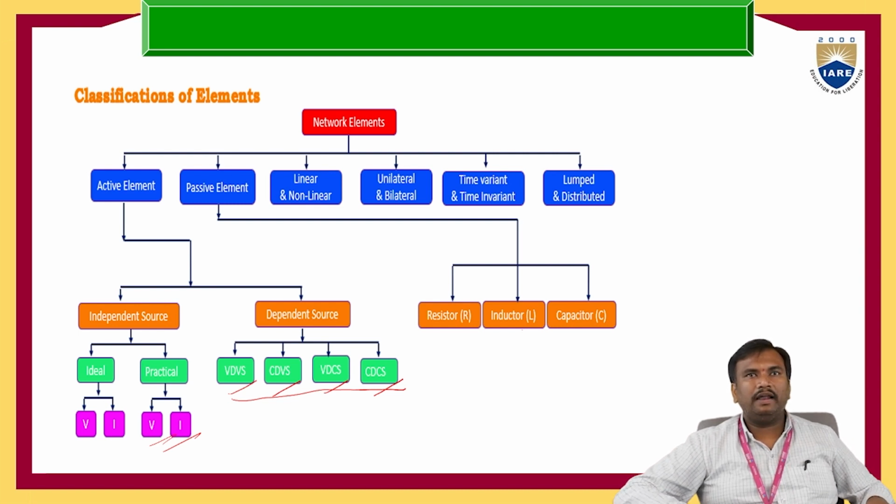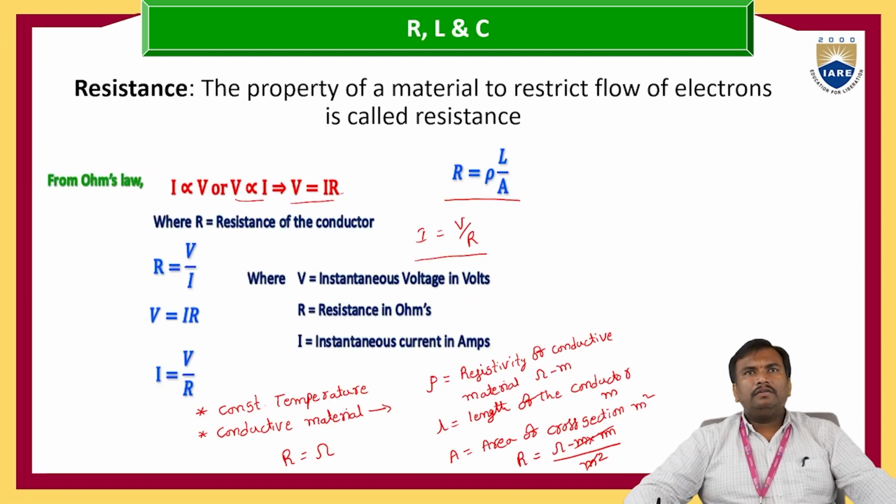That is active elements. Active elements are the elements which deliver energy to the circuit. The next elements are the passive elements: resistor, inductor and capacitor. Now we'll go with the resistor. The first passive element is the resistance. Before discussing the resistance, we need to discuss Ohm's law.